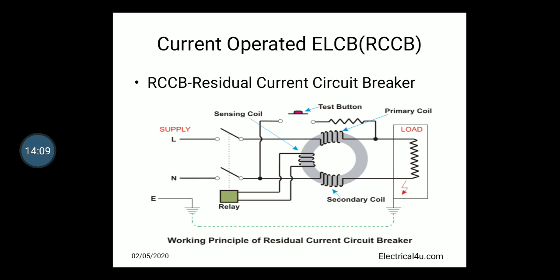If the amount of current passing through this tripping coil or sensing coil is greater than the set value of the circuit breaker, or is at a dangerous level, then the relay gives a signal to the circuit breaker, and the circuit breaker trips the circuit or cuts off the power supply. Immediately the power supply stops flowing, and the circuit is protected from the leakage current. Also human beings and animals are protected from the leakage current.